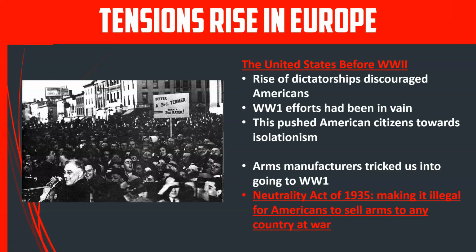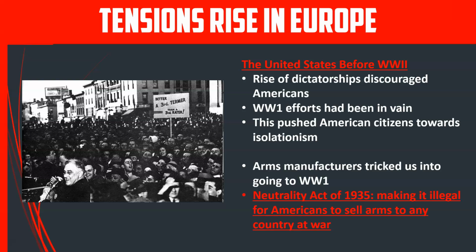And they saw their efforts in World War I as vain, that basically we wasted our time sending people over there and that we had essentially been pushed into it by arms manufacturers who wanted to sell weapons during World War I. Because of this, it's going to push American citizens towards isolationism. And prior to World War I and after World War I, we were very much an isolated country. We tried to stay out of foreign affairs.